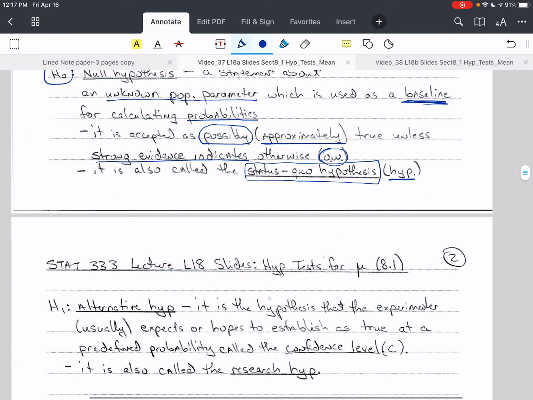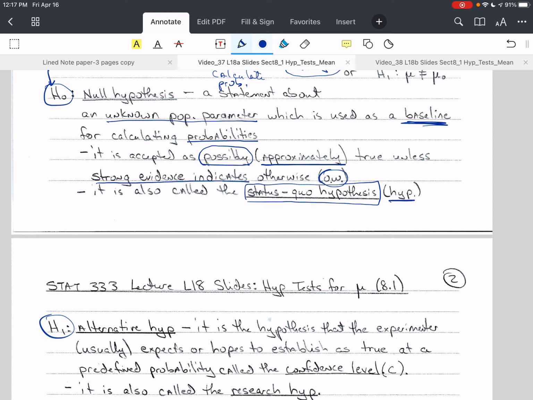Now, the second part of it, the second statement. So the null hypothesis is one statement. The alternative hypothesis, H1, is the other hypothesis in the statement. Okay? It's the hypothesis that the experimenter usually, I will say not always, but usually expects or hopes to establish as true. And this is a very important part of it that's often left out at this stage in explanation, but I think it's important that you get used to it early.